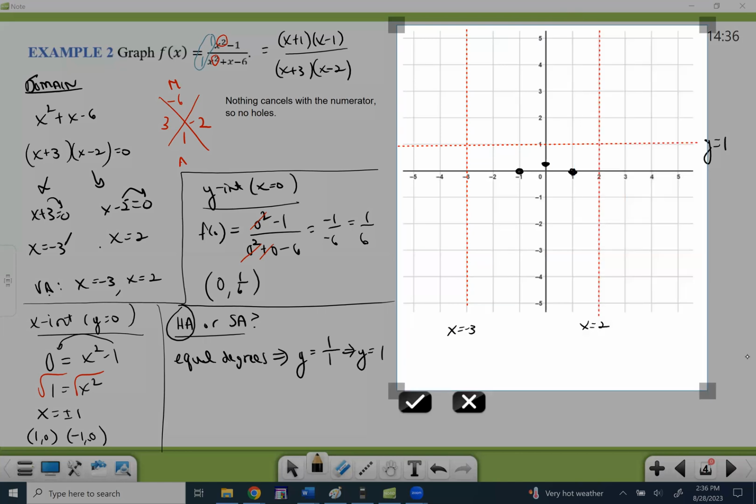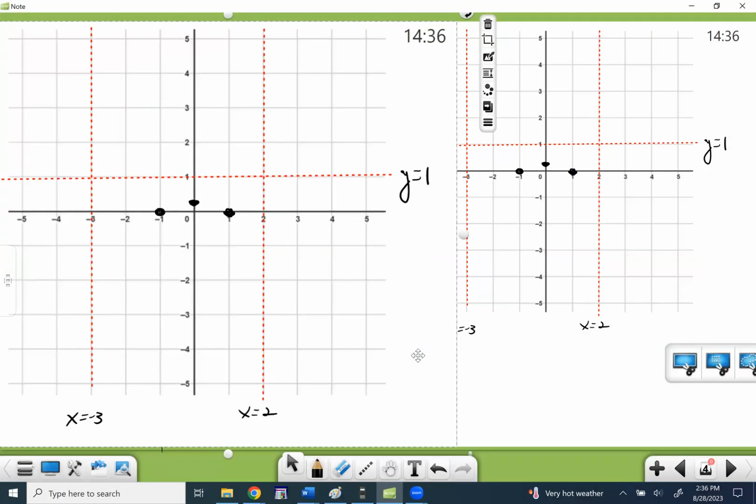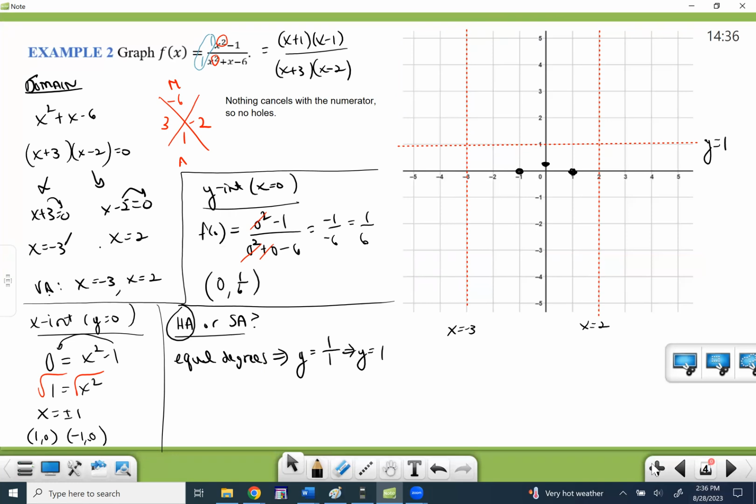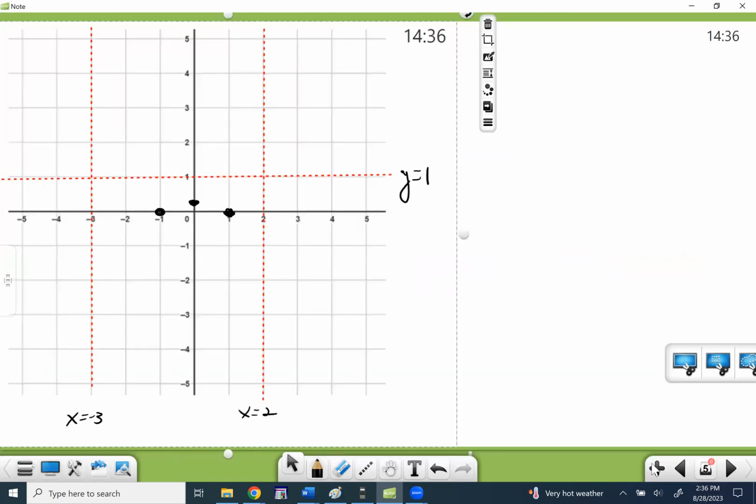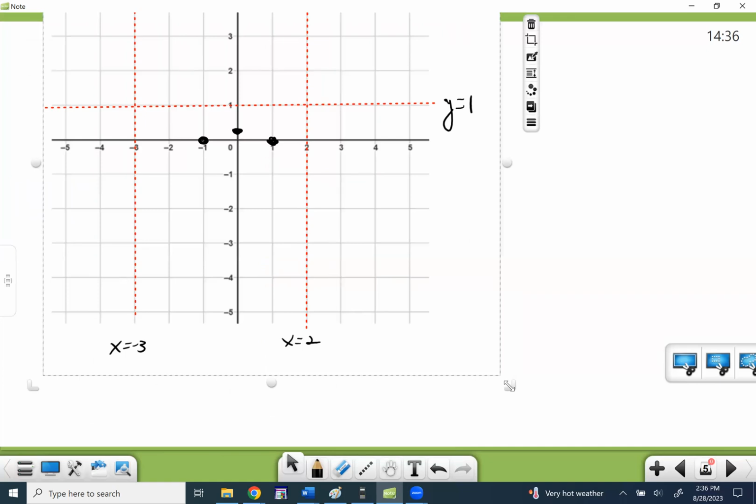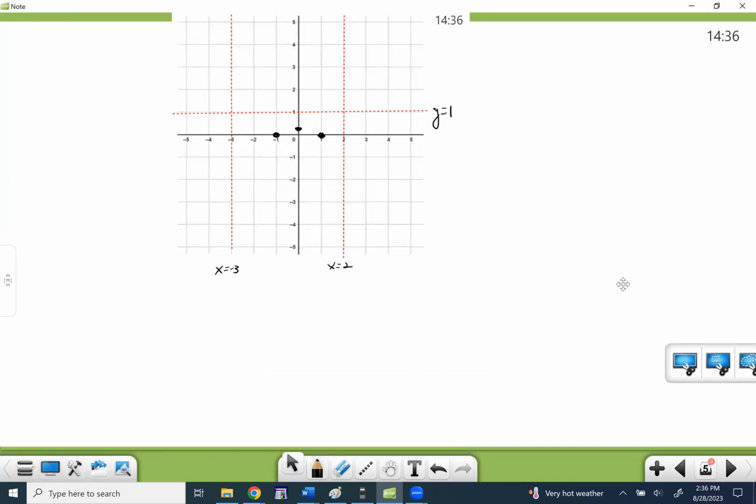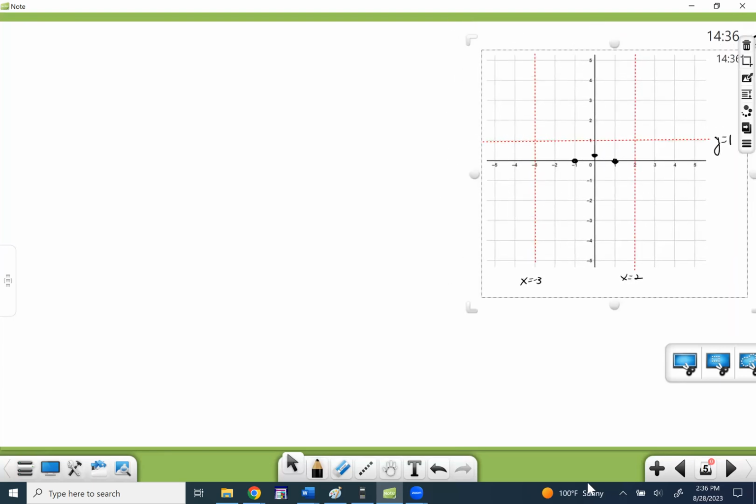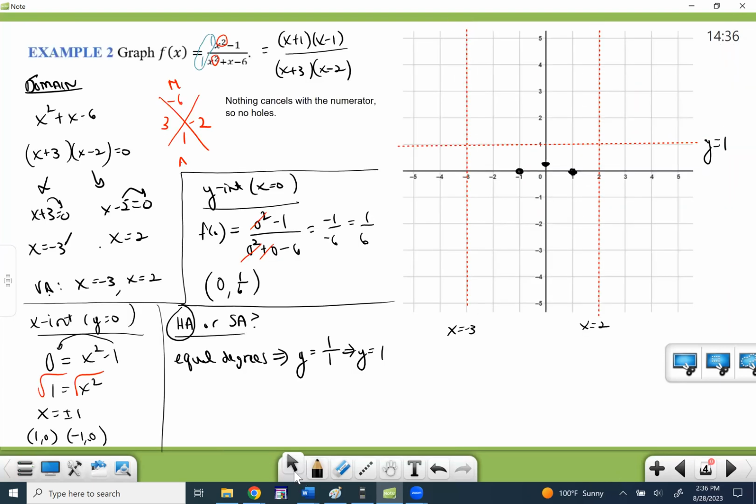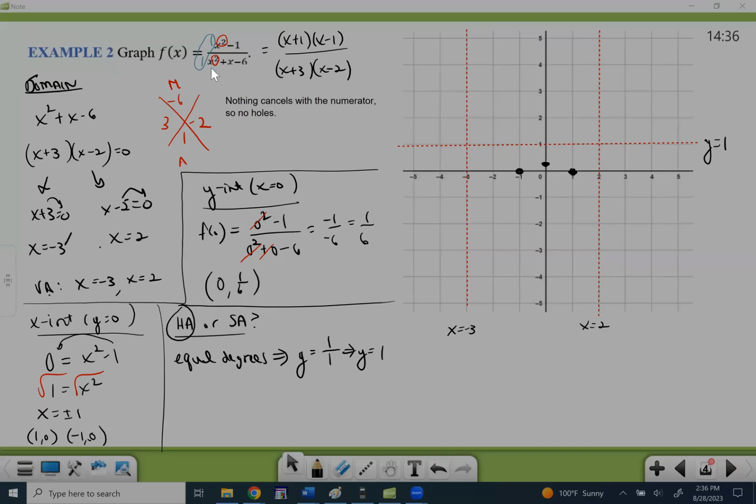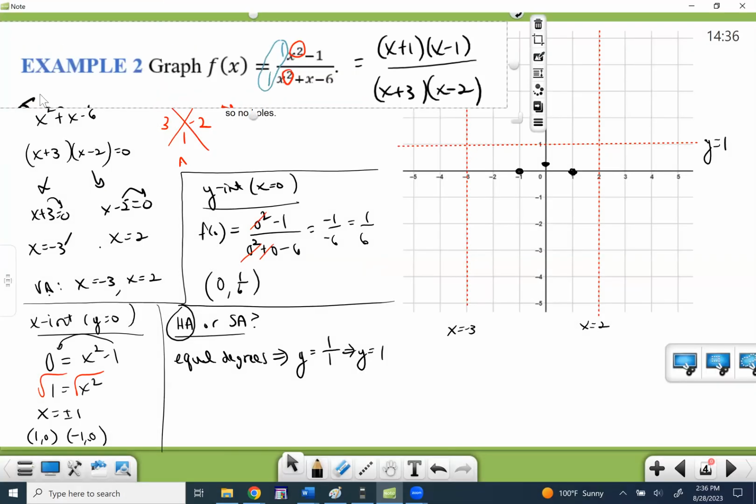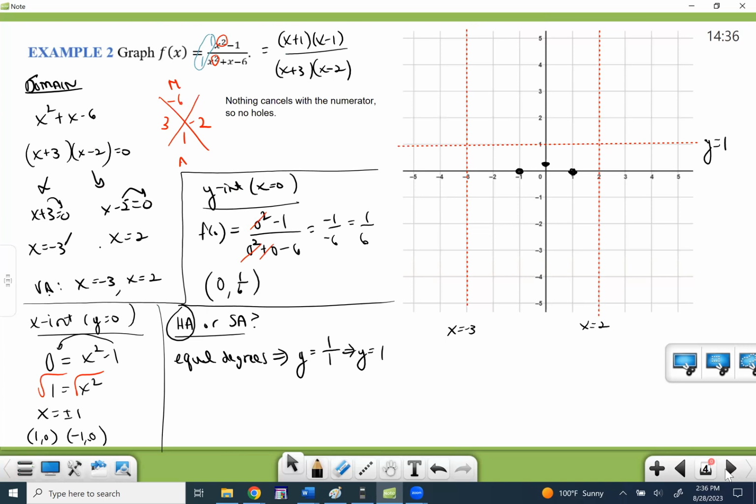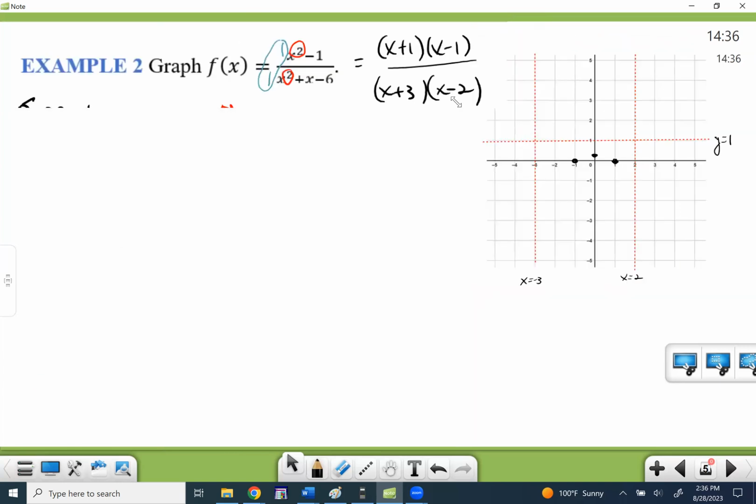Let's go to a new screen for the plotting points and seeing if it crosses the horizontal asymptote. And then I'm also going to grab the original. So we're still on example 2. Let's grab this one. All right.